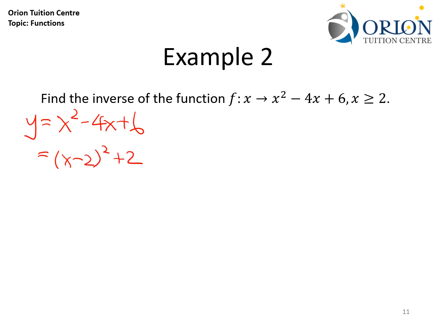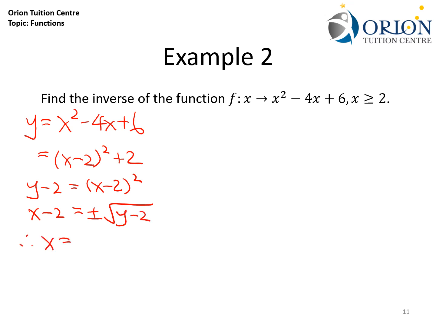It is only after completing the square that we are able to very easily manipulate the equation to make x the subject. So from this equation, we can say that y minus 2 is equal to (x minus 2) squared, which means that x minus 2 is equal to plus or minus the square root of y minus 2. Therefore x is either equal to 2 plus the square root of y minus 2, or x is equal to 2 minus the square root of y minus 2.